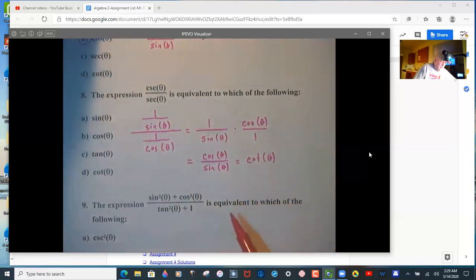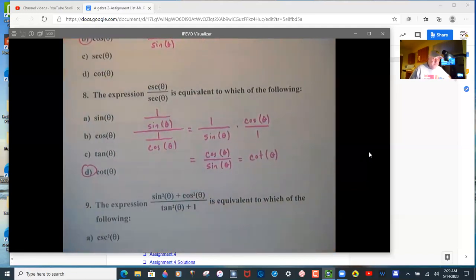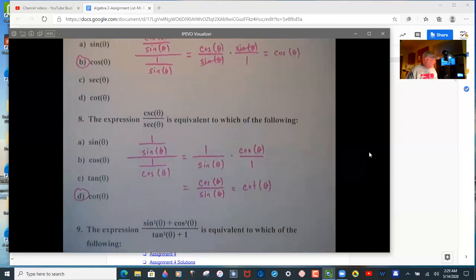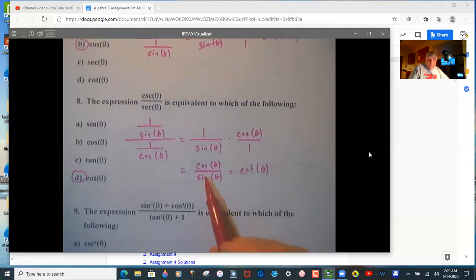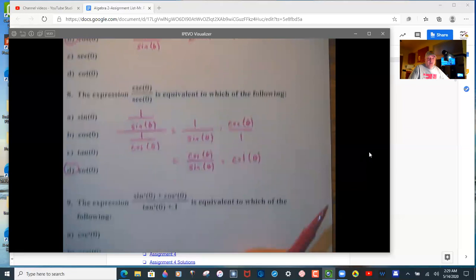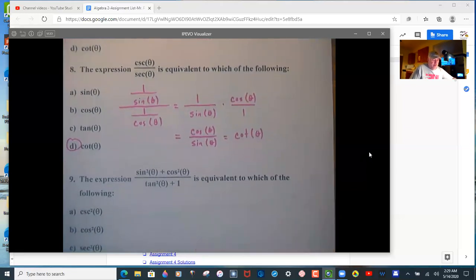So you're constantly trying to get everything in terms of sine and cosine, and then at the end, is there something simpler? So this is in terms of sine and cosine. Is there something simpler that I can look to? So the first step is to get everything in terms of sine and cosine. Look those identities up.